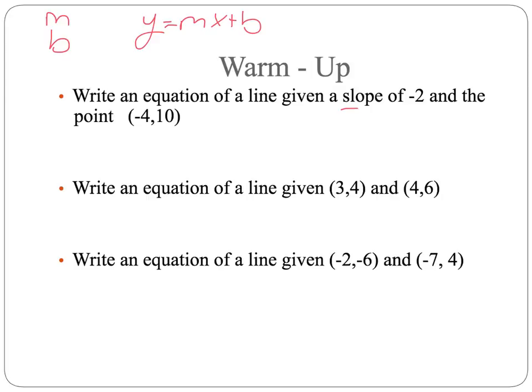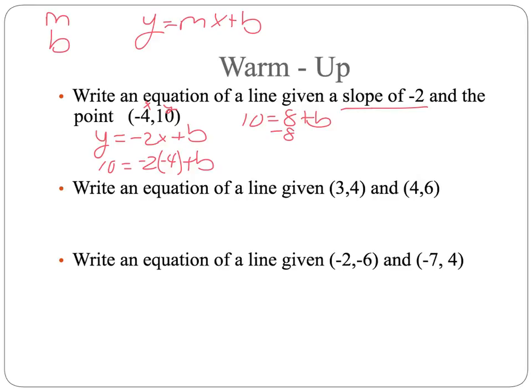So in the first problem, I'm given a slope of negative 2, but I don't have my y-intercept. So what I have is y equals negative 2x plus b. But the ordered pair gives me an x and a y value. So 10 equals negative 2 times negative 4 plus b. So 10 equals positive 8 plus b. Subtract 8 from each side or add negative 8, depending on how you want to think of it. And you get 2 equaling b. Y equals negative 2x plus 2.